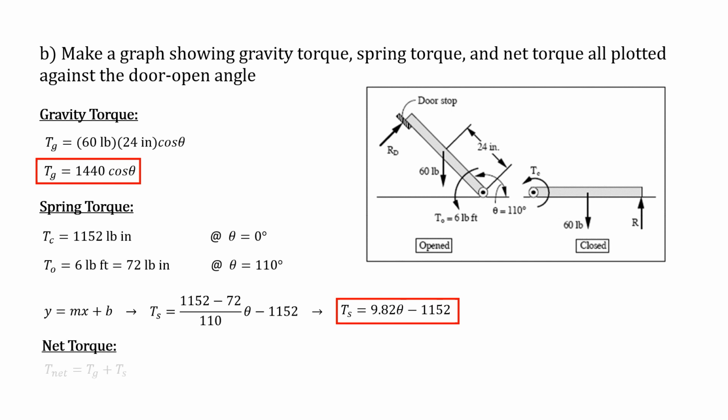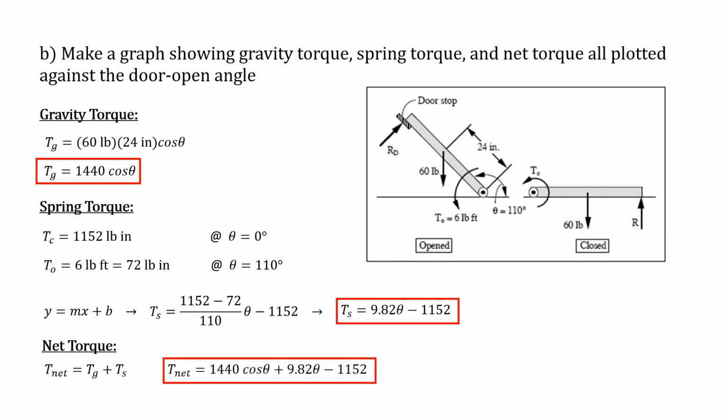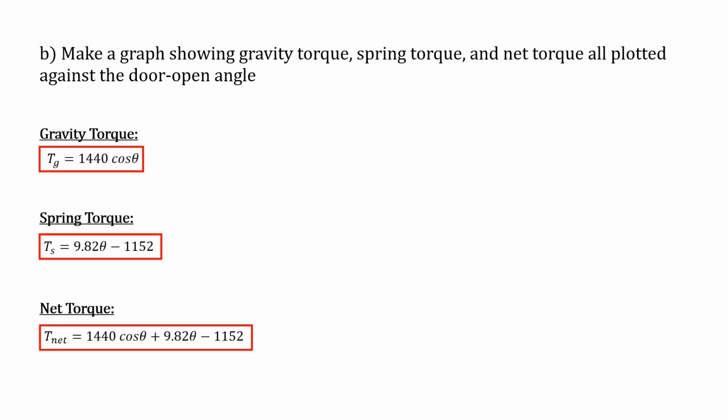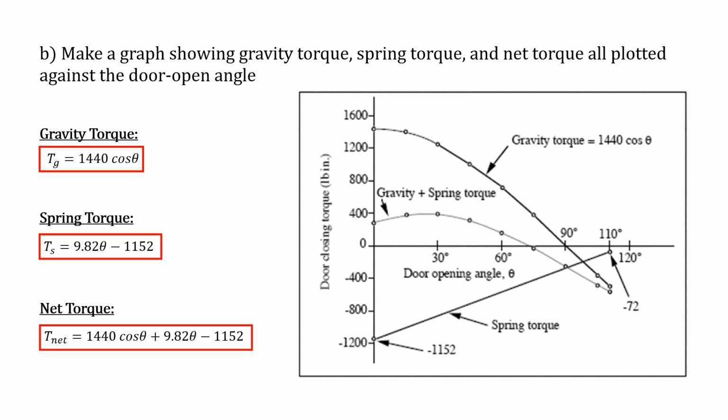And your net torque, all you have to do here is add your gravity torque and your spring torque equations together, and you end up with this expression here. So now to actually plot it, these are the three expressions we just solved for. I figured I would leave them up here just as a reference. And yeah, so this is your plot. This is what you end up with.